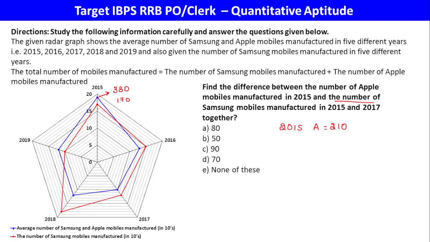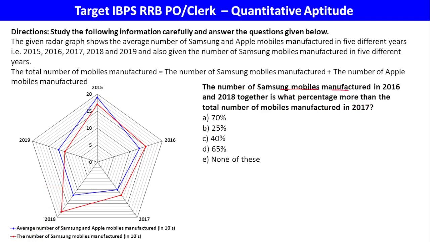And the number of, find the difference between, difference adugutunnaru, right? And the number of Samsung manufactured in 2015 and 17. Samsung in 2015 170 and 2017 red line, which is 10, 11, 12, 120, 290. Ee rendu difference 80. Option A is the final answer for this question. Then, correct? Yes. Next question.